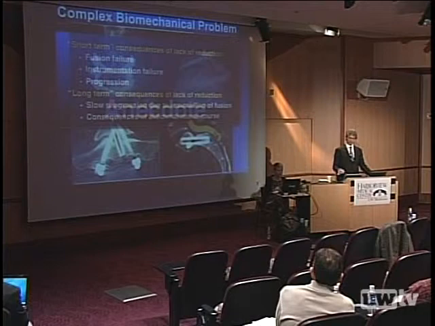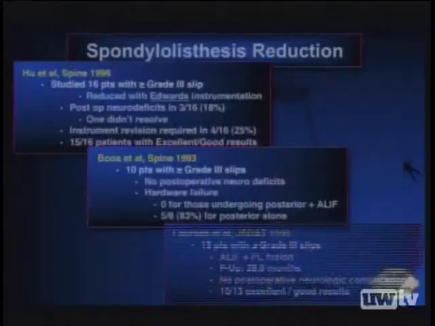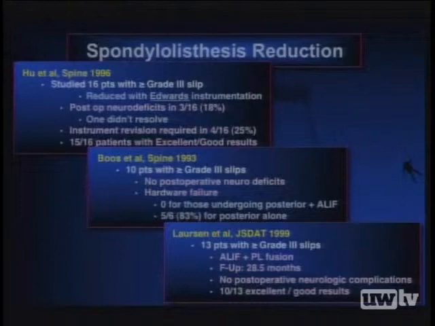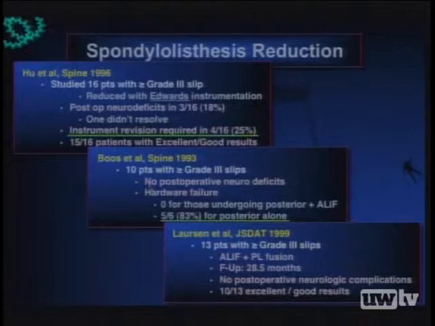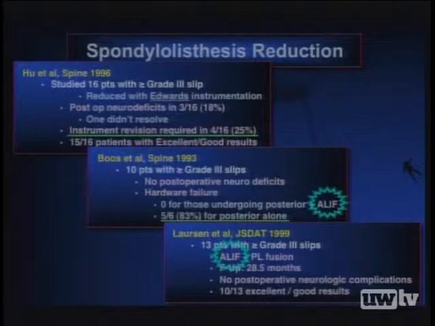You can certainly reduce high grade and get away with it. There's a lot of rumors that it doesn't work, that it's really dangerous. Serena Hu, Uli Boos, and Larson all published series, relatively small. There were issues about instrumentation failure. Serena's group with Bradford used the Edwards instrumentation, which is really good to reduce, but terrible to get fusion. That probably accounts for that. But they had only one neurologic deficit that didn't resolve. Boos's study had no postoperative neurologic deficits, and their hardware failure was exactly associated with whether or not they got interbody support. Same with Larson's series: no postoperative neurologic deficits, excellent outcomes, and they included an ALIF.